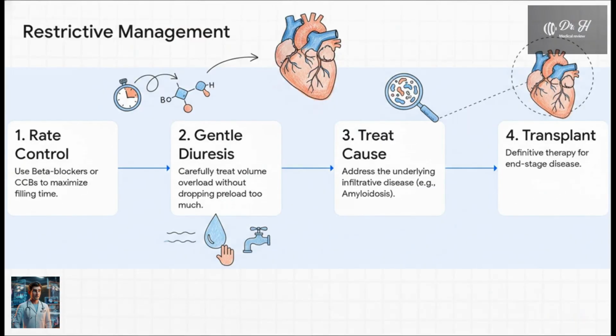For management, it's a diastolic failure, so step one is rate control. But here's where it gets tricky. These patients are often fluid overloaded, but you have to be so careful with diuretics. We call it gentle diuresis. If you dry them out too much, that stiff ventricle won't have enough preload to fill up, and their cardiac output will absolutely tank. And of course, you have to treat the underlying disease itself.